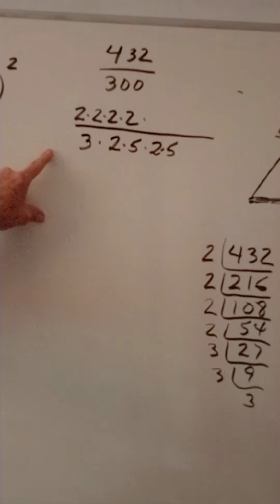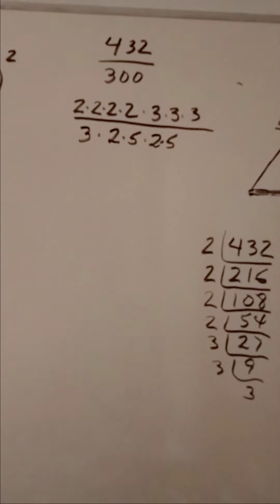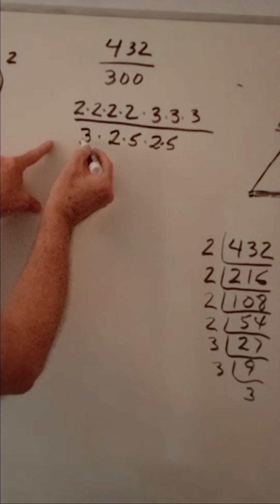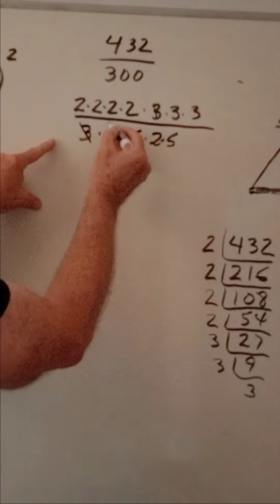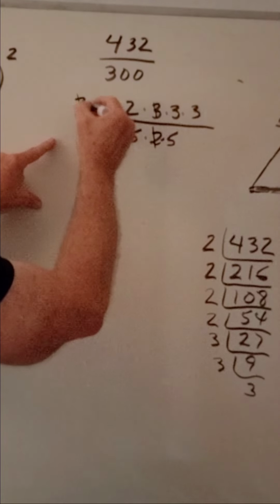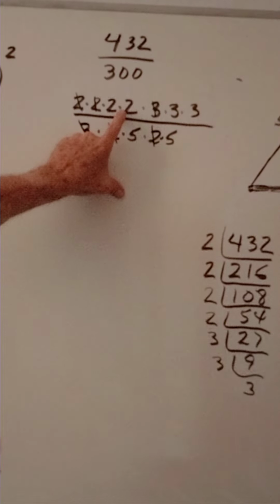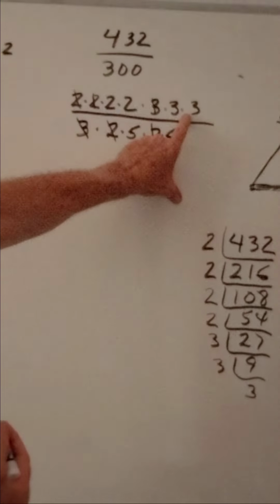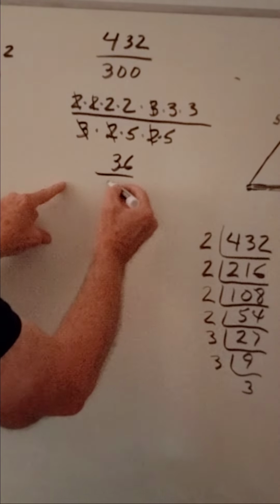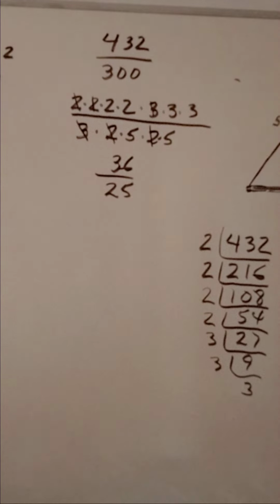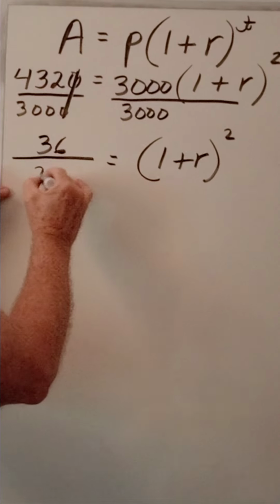I could use exponents, but I'm not. And 3 factors of 3. And now we'll cancel where we can. We can cancel 1 pair of 3's. We can cancel 2 pair of 2's. And we'll have on top a 4 times 9, which will give 36 over the bottom 25. So we'll transfer that 36 over 25 over here.